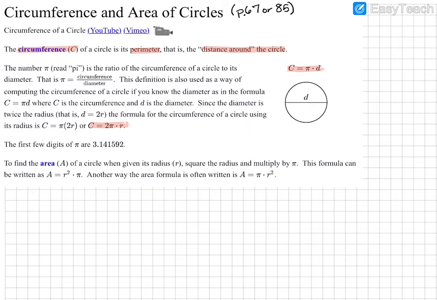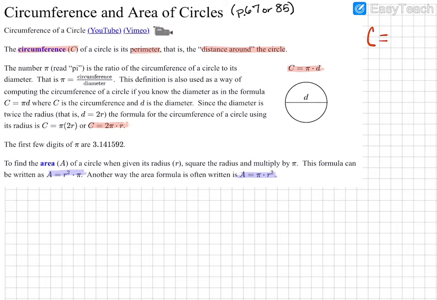The other important formula for today is the area formula. Area is written r squared pi, or pi r squared. We multiply radius times radius and then times pi. So once again, those important formulas that you need to know.